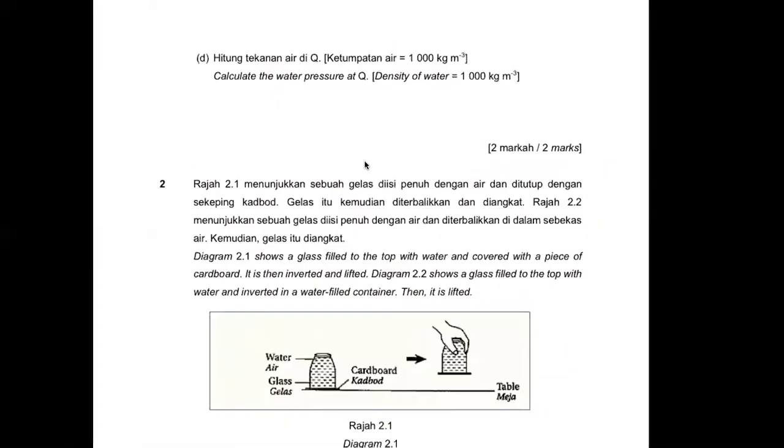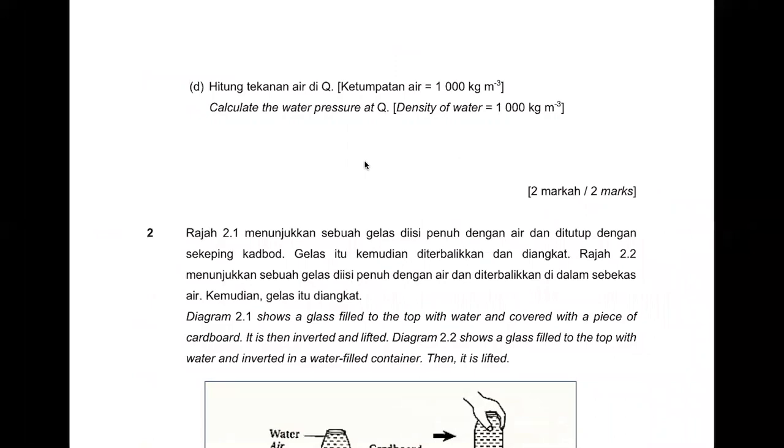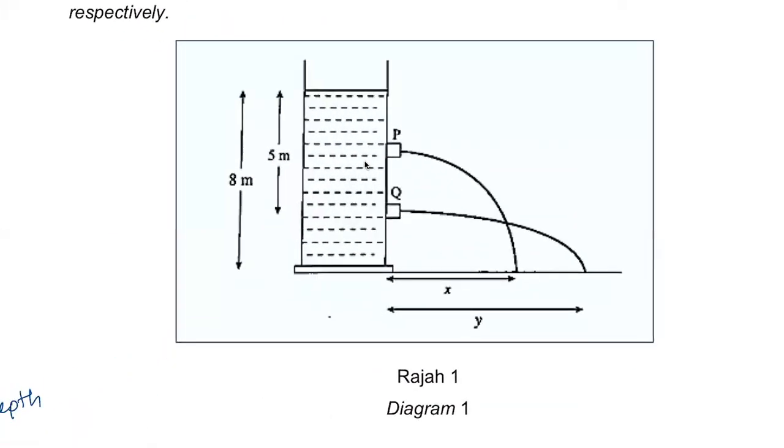Next question, calculate the water pressure at Q. You are given the density of water as 1000 kilogram per meter cube. So at Q, what is the depth? What is the depth at Q? Which value should you use? Is it 5? Is it 8? Or the difference between 8 and 5?